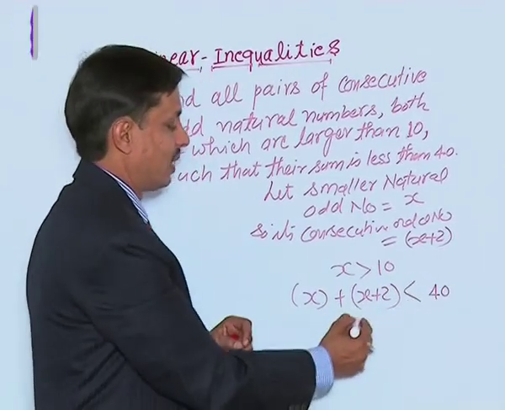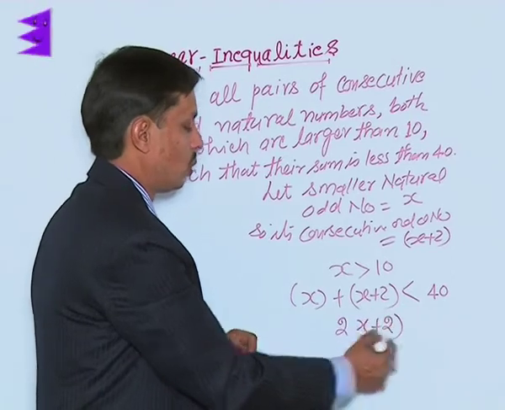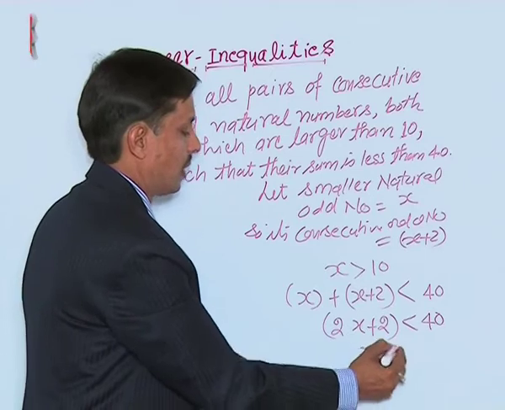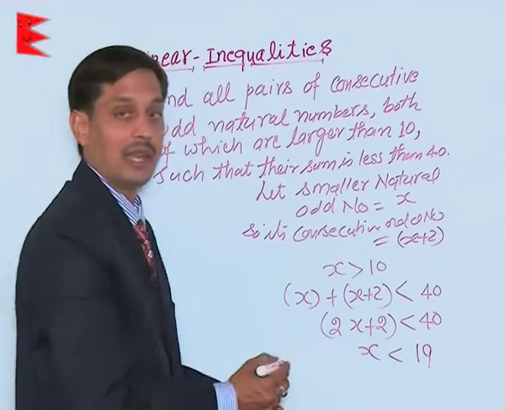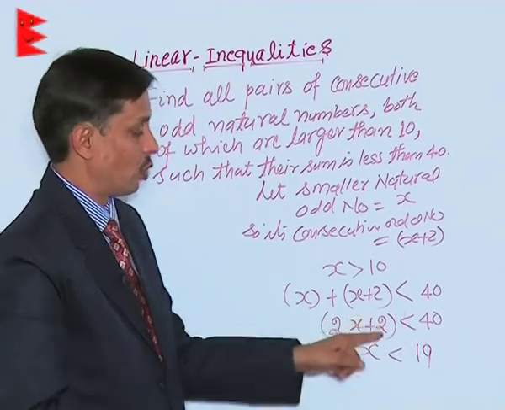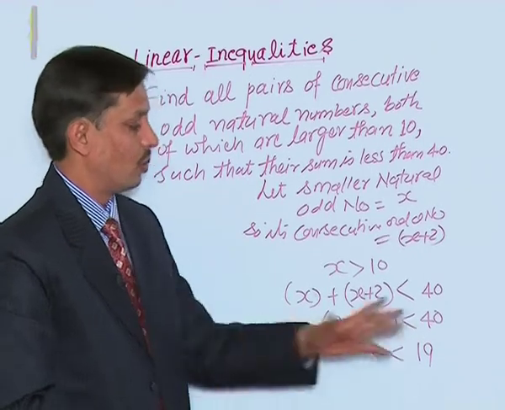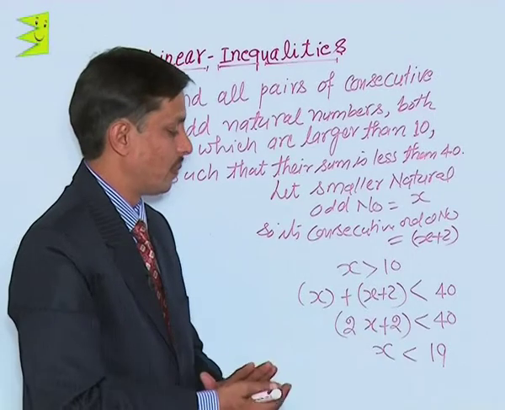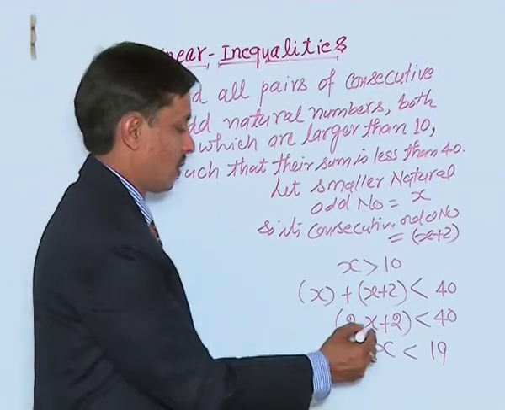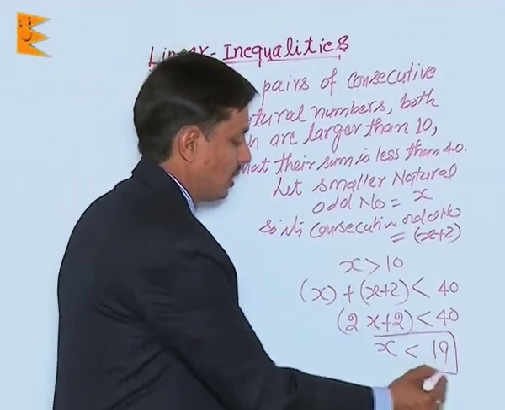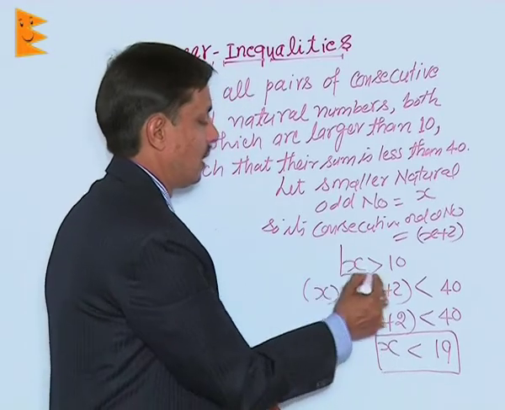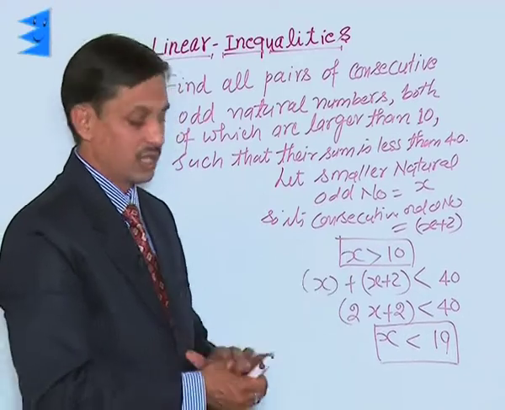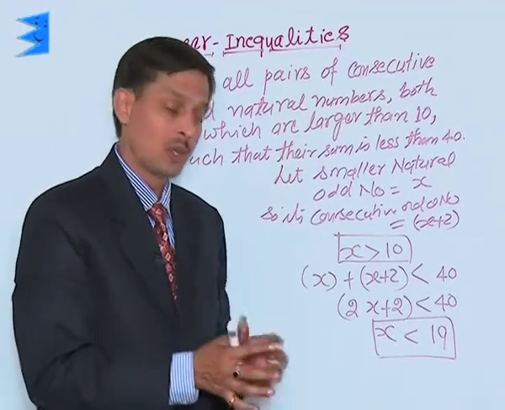So we are taking 2x plus 2 is less than 40, or you can say x is less than 19. The reason being, when 2 is shifted it becomes 38, which is divided by 2, so x will be less than 19. So we are getting two relations: x is less than 19 and x is greater than 10. X is greater than 10, then what first number is possible?